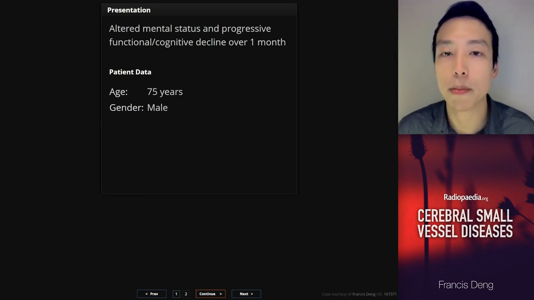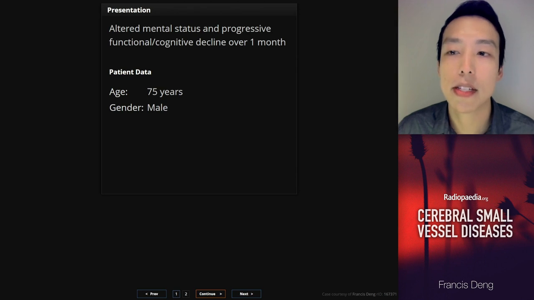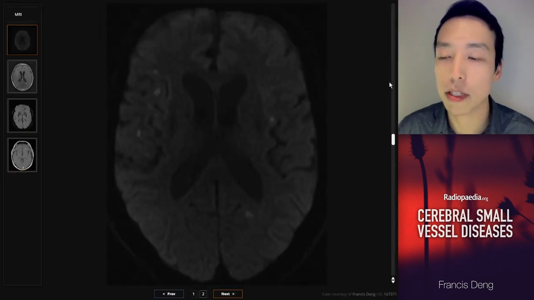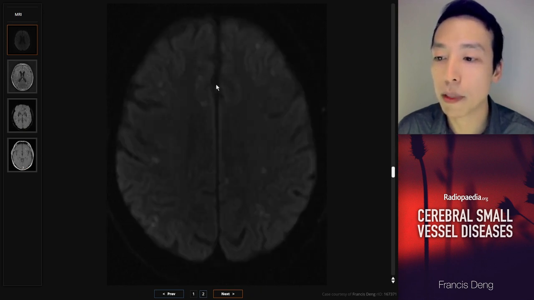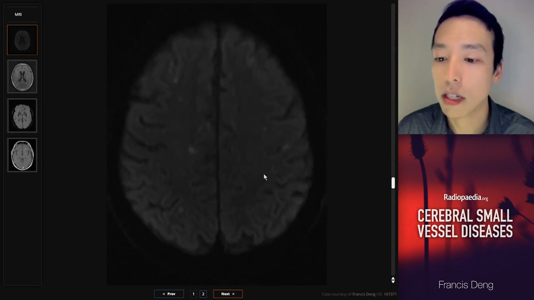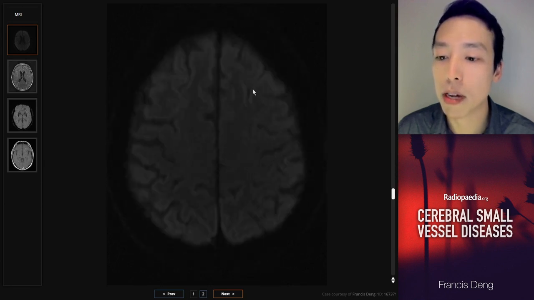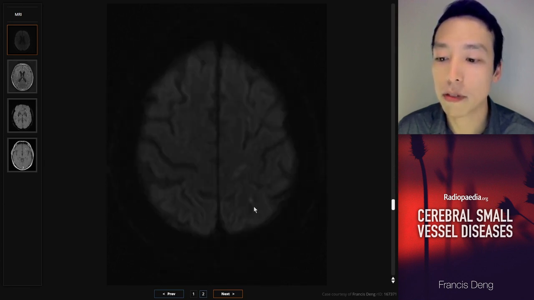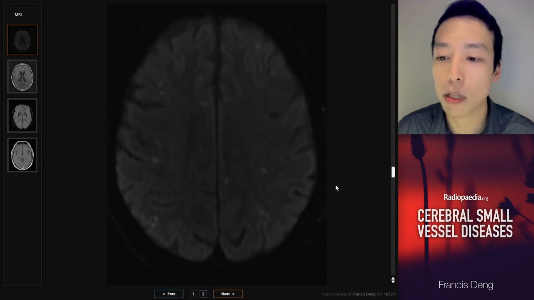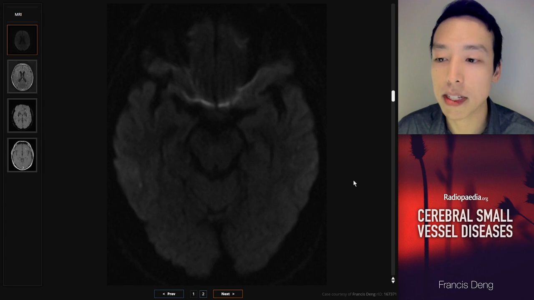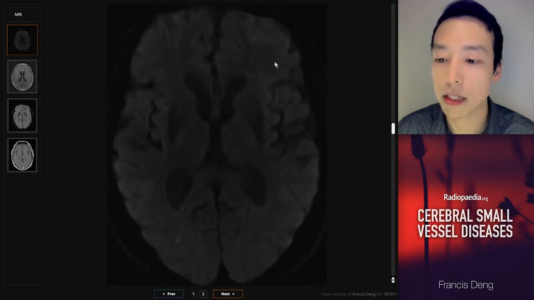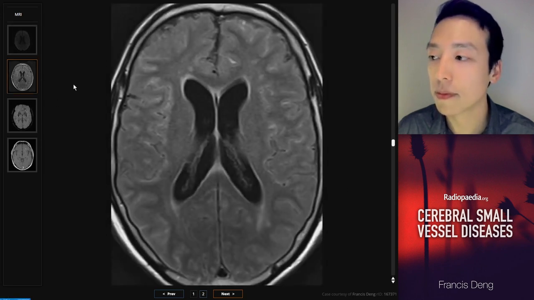This is a 75-year-old male who had altered mental status and progressive functional and cognitive decline over 1 month, so on the subacute scale. On DWI, we see multiple small subcortical infarcts, predominantly in a lobar location. And when we saw this, we raised the possibility of cardioembolic phenomenon, but a cardiac workup was unrevealing. Second on your differential would be a CNS vasculitis that is affecting multiple vascular territories.